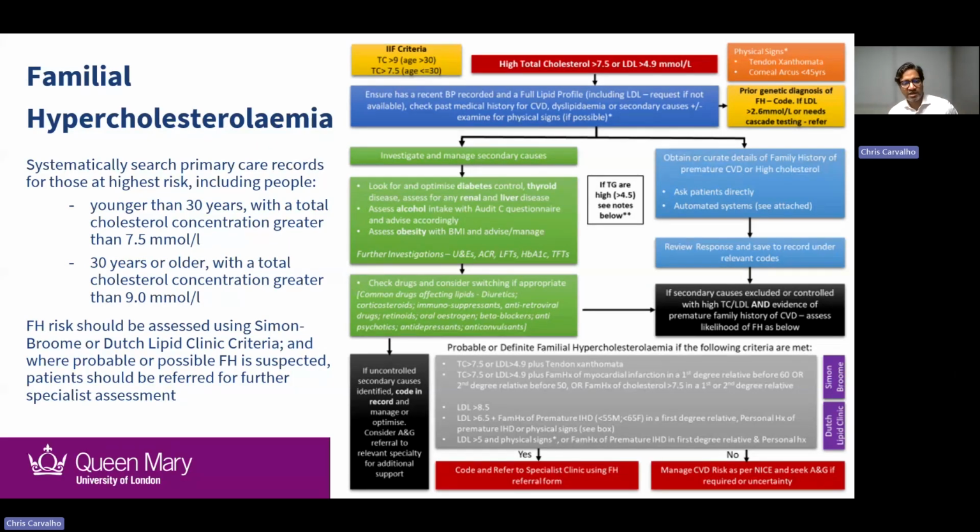But if you have probable or possible FH, initially the IIF indicator said that you should just refer anyone who had a high reading, but there are things that we can do in primary care first to see who truly does have suspected familial hypercholesterolemia, because there may be other reasons, and that's what this flowchart helps to guide you on, so that you can work out whether or not you do need to make that referral, or whether there's an easy explanation for it that you can find as well. So we've included that on there.